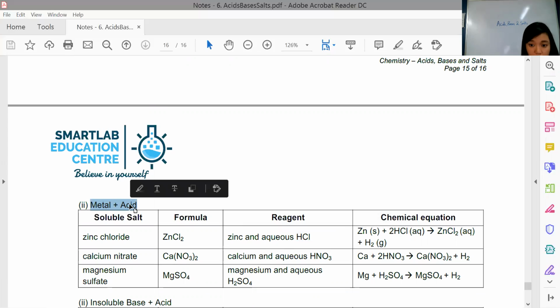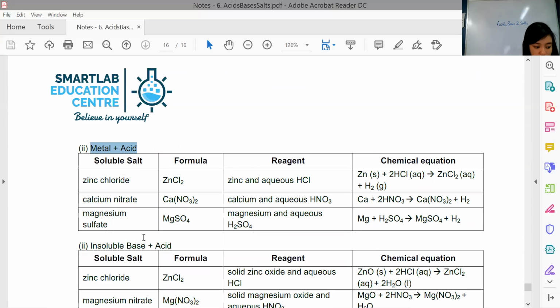But you note that for this type of method, we cannot use it for copper, silver, and gold because they will not react with acid. So what we should do is make copper into the carbonate form or the oxide form. If it's the insoluble base form, same thing, if you want to get zinc chloride, you can use zinc oxide, the insoluble base, which is a solid, as well as hydrochloric acid.